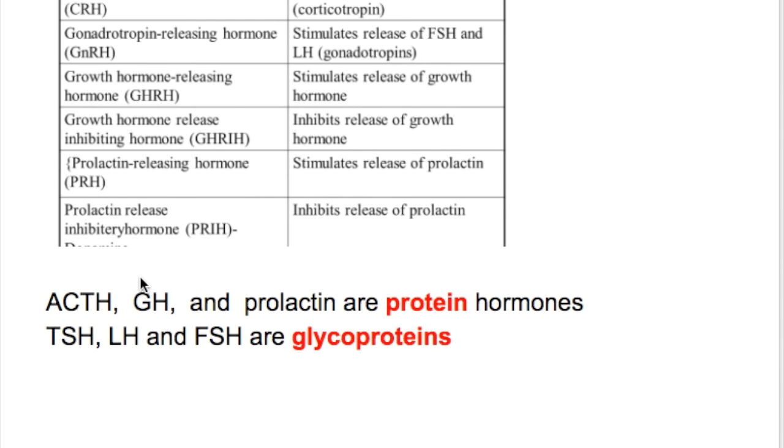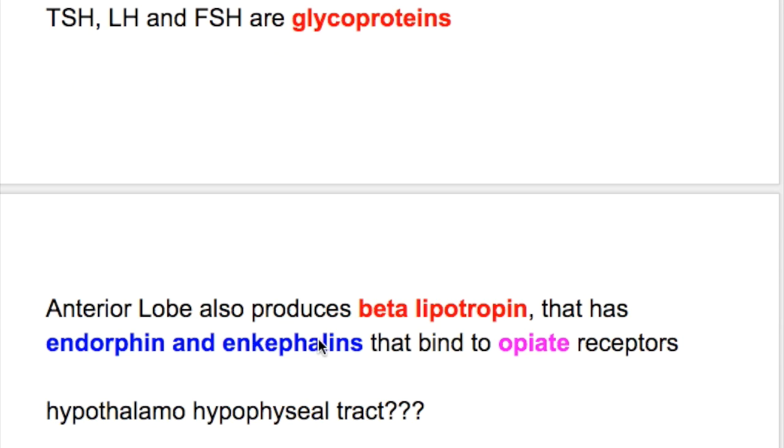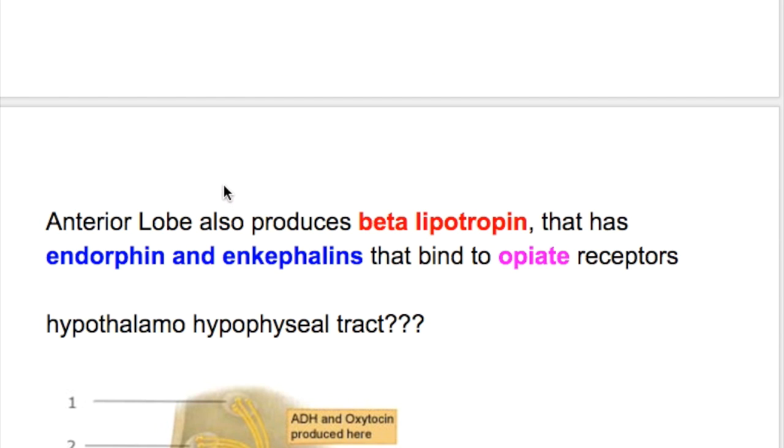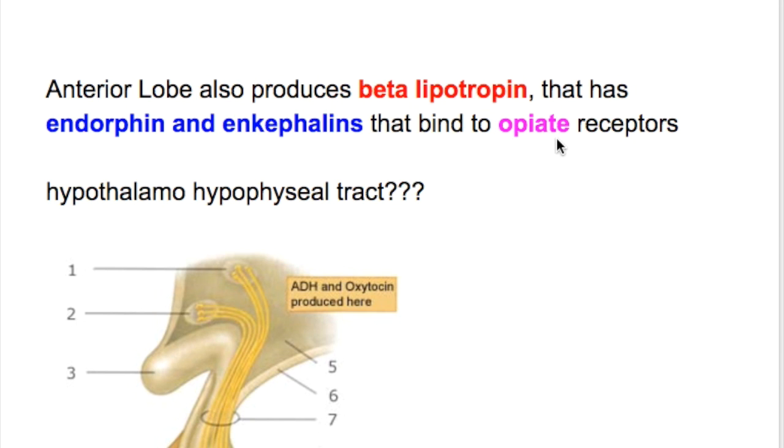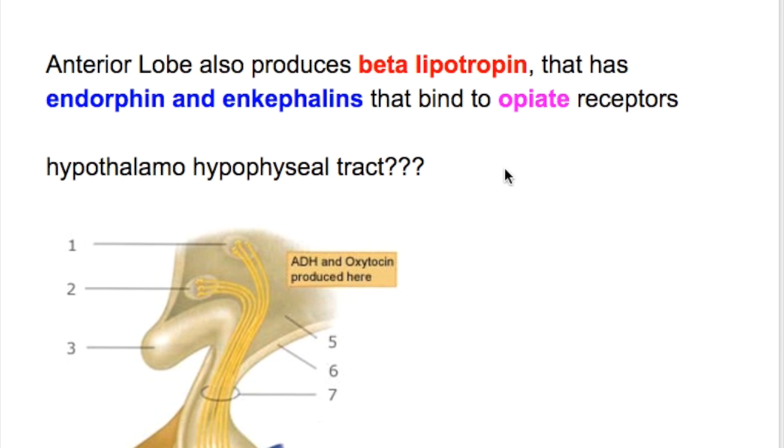Which of the pituitary hormones are protein in nature? ACTH, GH and prolactin are protein hormones, whereas TSH, LH and FSH are glycoproteins in nature. What other hormone does the anterior lobe produce? The anterior lobe also produces beta lipotropin. And what's beta lipotropin? Beta lipotropin has endorphins and enkephalins that bind to opiate receptors.